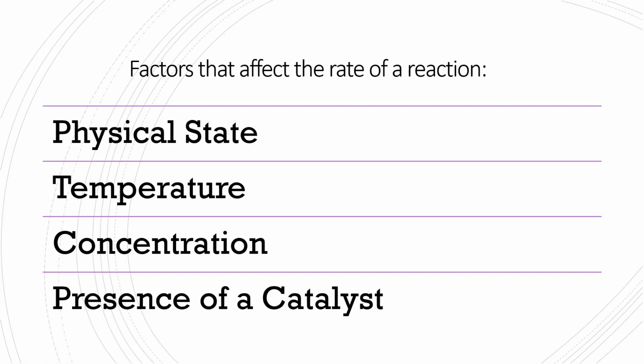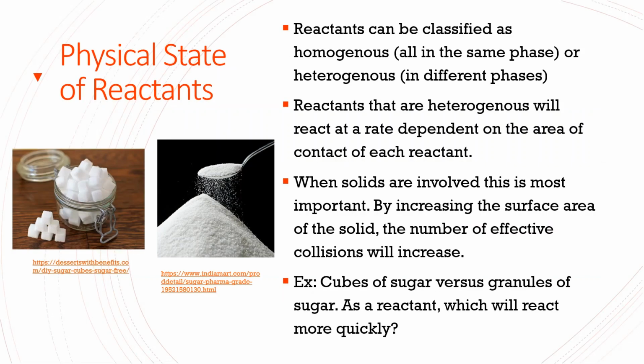Factors that affect the rate of reaction: physical state, temperature, concentration, and presence of a catalyst. So I want you to remember here, as we go through these four things, think about collision theory. You need enough energy, and you need the proper orientation. So if we're increasing the number of collisions somehow, then we're going to increase the reaction rate.